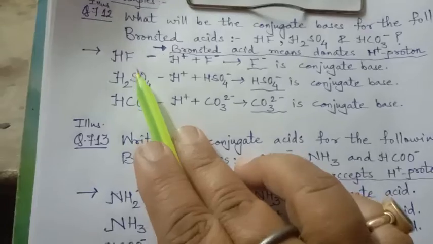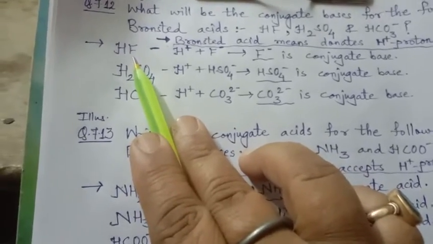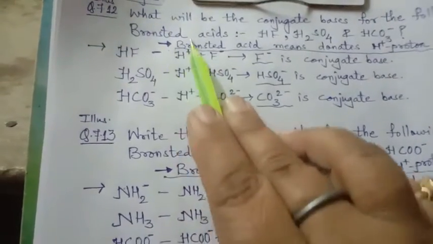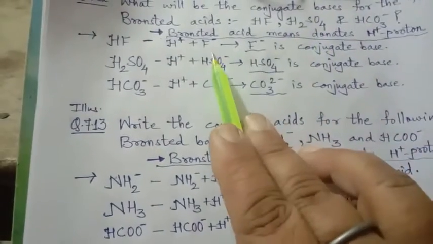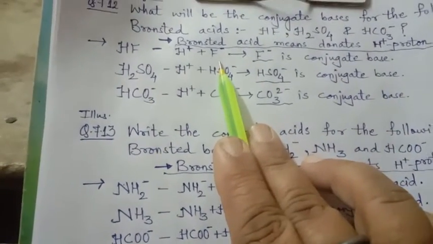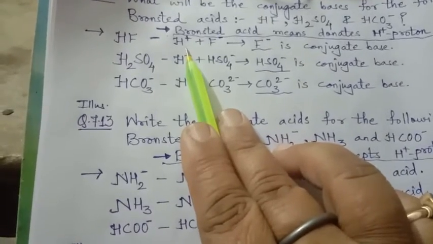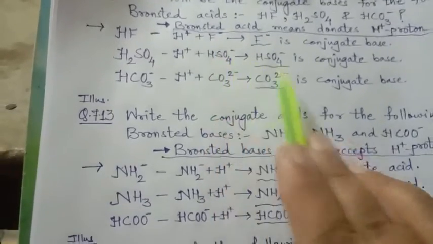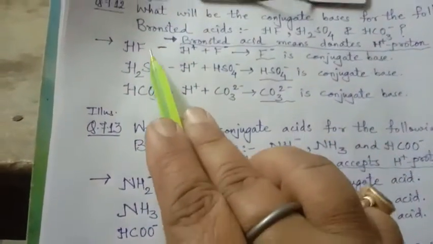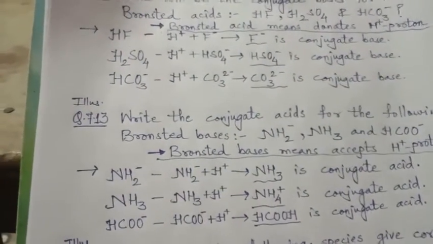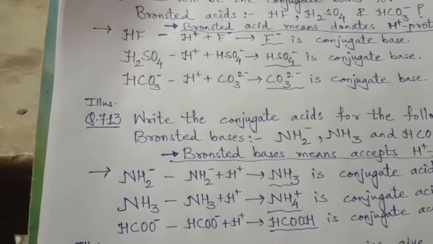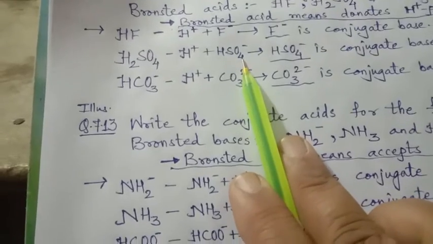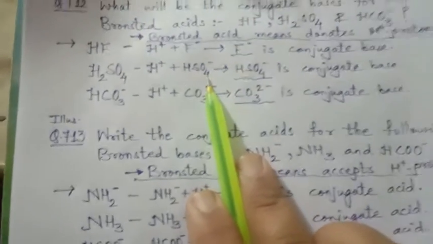Hydrogen fluoride. Now when hydrogen fluoride donates H plus proton, it gives H plus plus F minus. If this H plus proton is donated, given away, what is left? F minus. It means on the donation of H plus proton, the left out species is F minus. So F minus is the conjugate base of hydrogen fluoride. Clear? In the same way, for H2SO4, if H plus is the proton donor, then the remaining species will be HSO4 minus, which is the conjugate base.